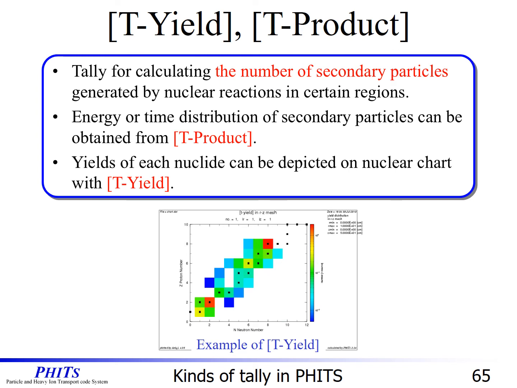Yield tally and product tally are for calculating the number of secondary particles generated by nuclear reactions in certain regions. There are little differences between 2 tallies. Energy or time distribution of secondary particles can only be obtained from product tally. Yields of each nuclide can only be depicted on nuclear chart with yield tally.